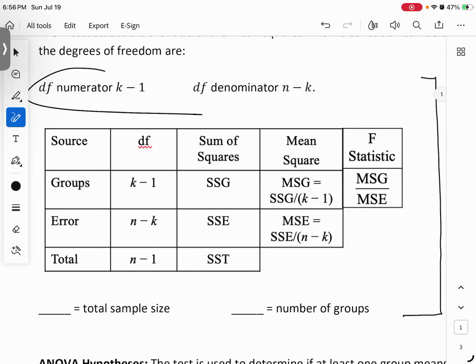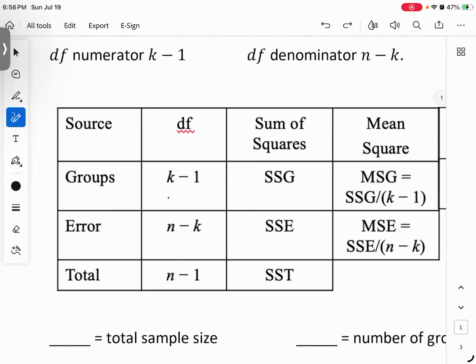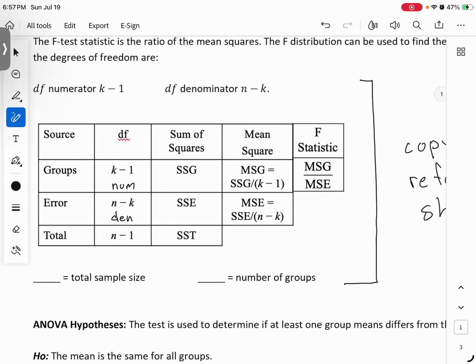Also note that there's two different degrees of freedom, one for the numerator, I put that right here, and one for the denominator. You'll also need to know how many groups there are, and we use K to denote that there are 4 groups, 3 groups, 5 groups. Then we'll use N as a way to symbolize how many total cases there were if you put all the groups together.